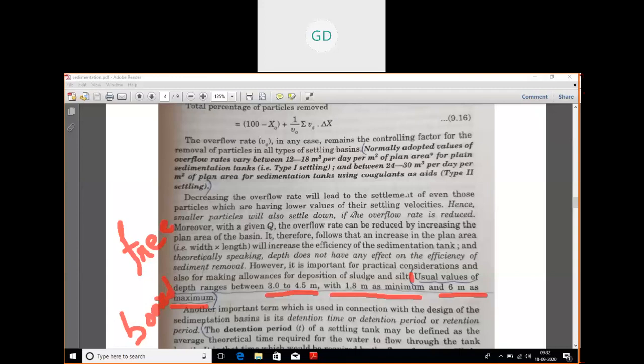That is known as your freeboard, and you need to add the freeboard while calculating the depth of the tank. You will see when we calculate the numerical that they have added it. So you have written up to here.